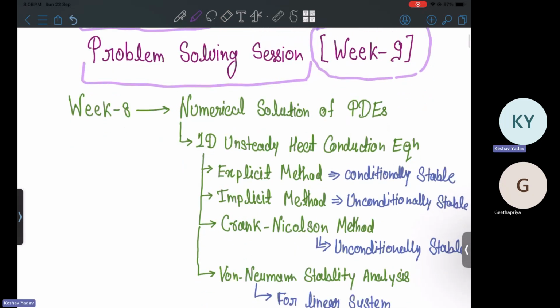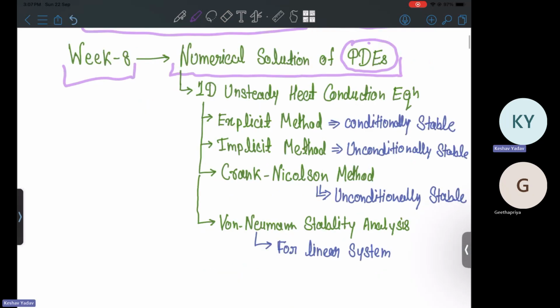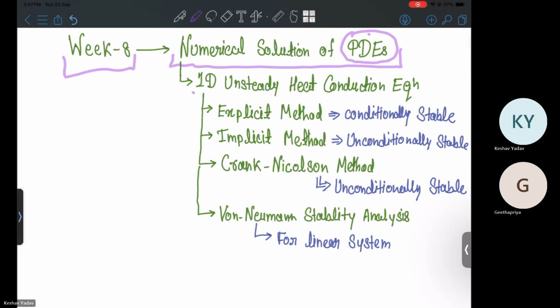So before going to the content that has been covered in week 9, let us revise whatever has been discussed in week 8. So in week 8, what we have seen? In week 8, we have seen the numerical solution of partial differential equations. So there we have seen 1D unsteady heat conduction problem. This problem we have solved using 3 methods.